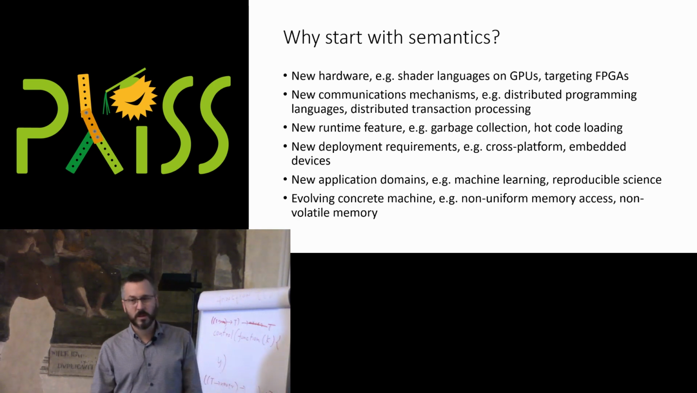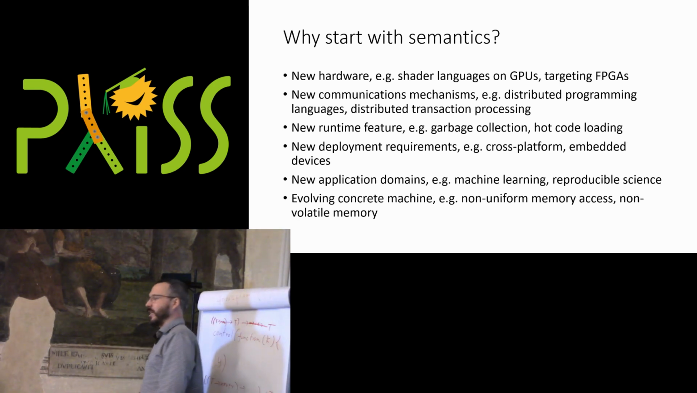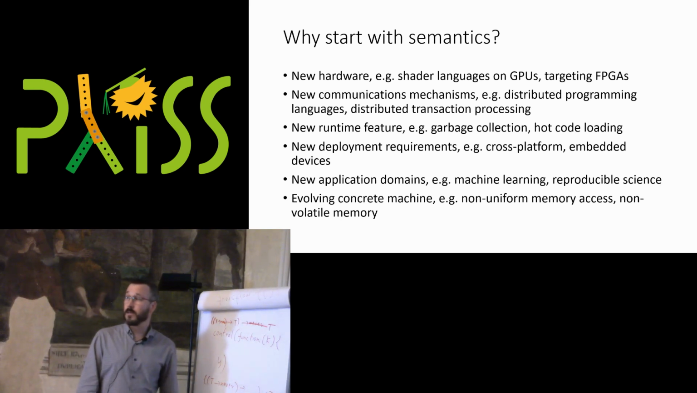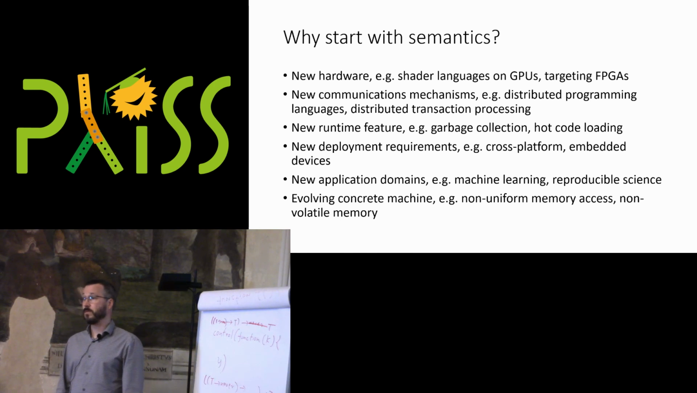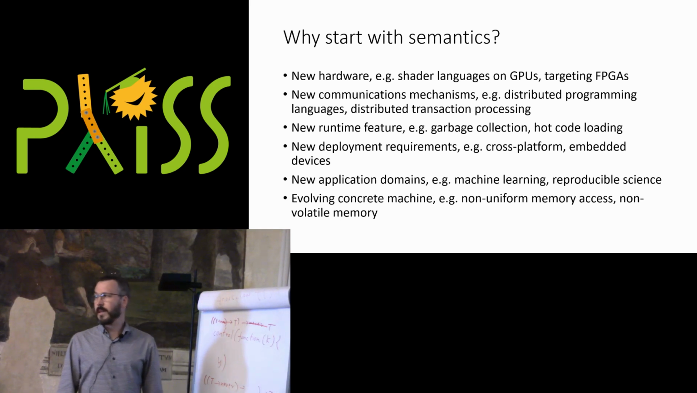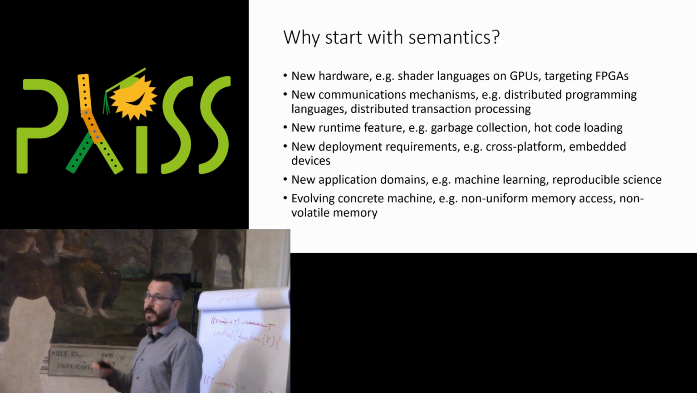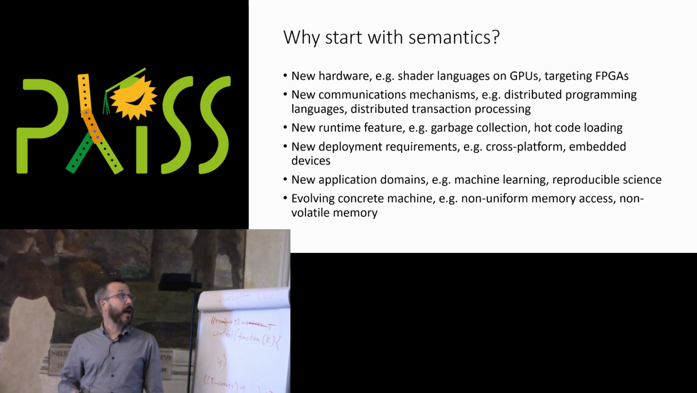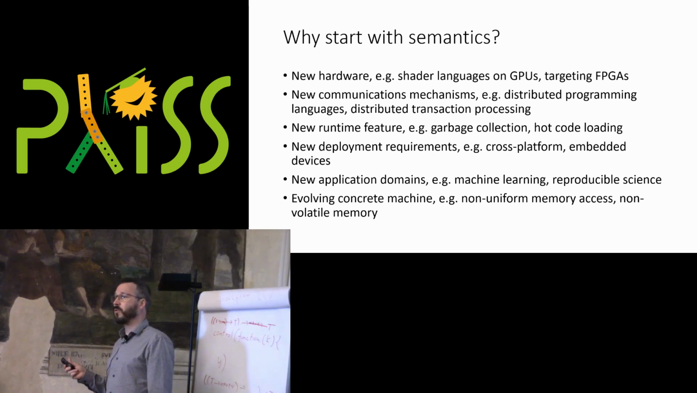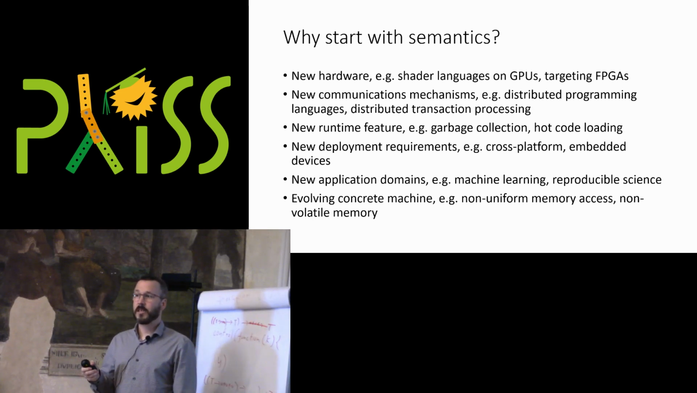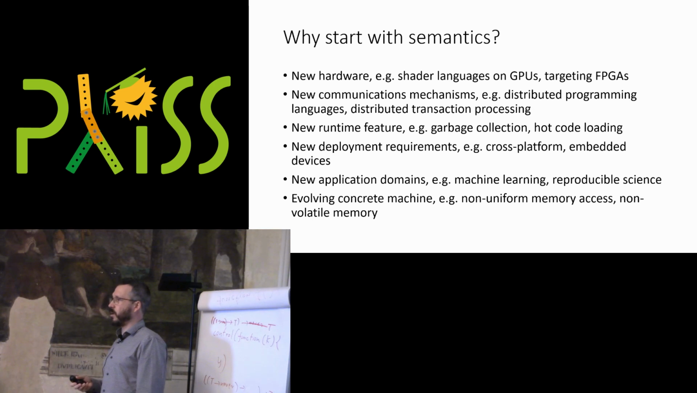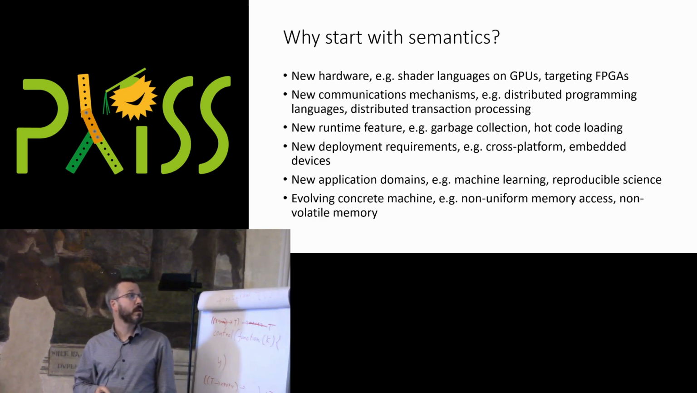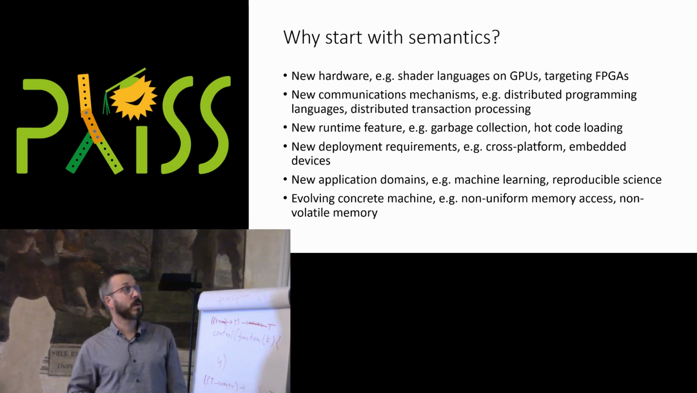So why would you start with semantics, given that it's sort of by definition going to be harder? One of the reasons is because you have an entirely new execution environment. So GPUs, FPGAs, you really don't have a choice at that point. If you don't define the abstract machine you're going to execute over when you go down this route, you're going to end up with garbage. Another is new communication mechanisms, distributed programming, distributed transactions. That generally means you probably want to start with a nicely fleshed out semantics before you move on. New runtime features.